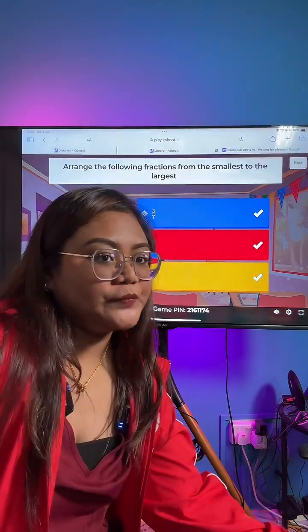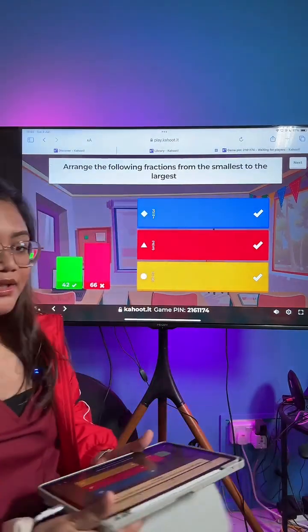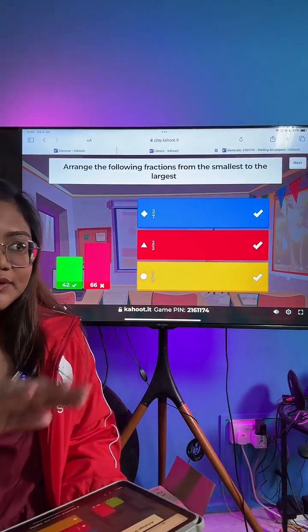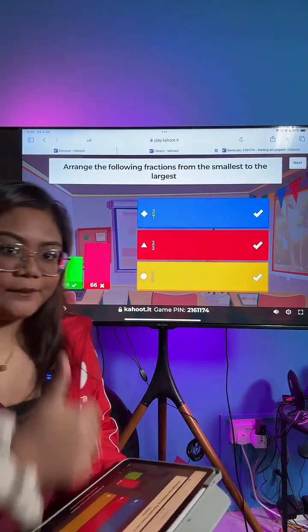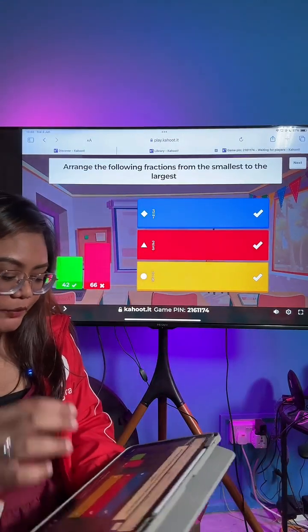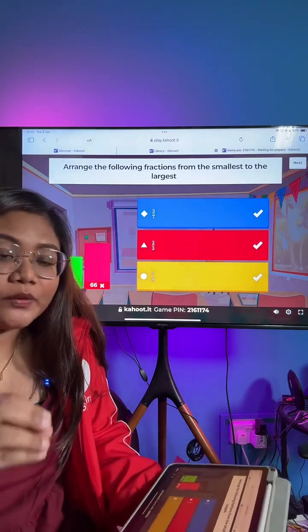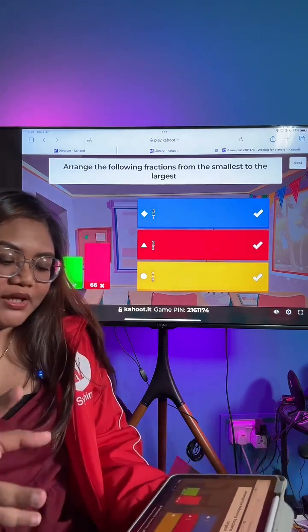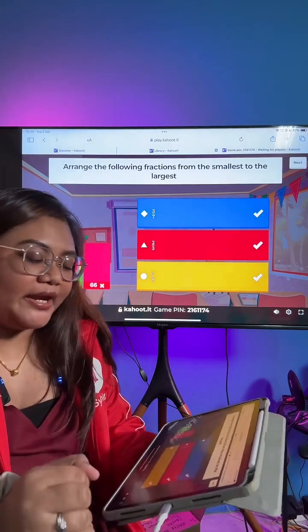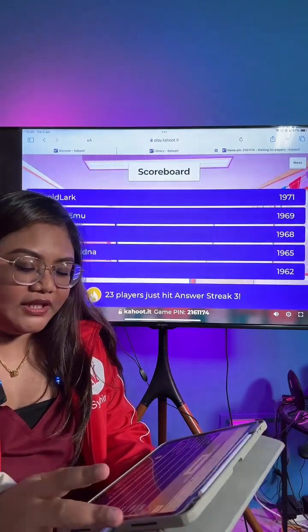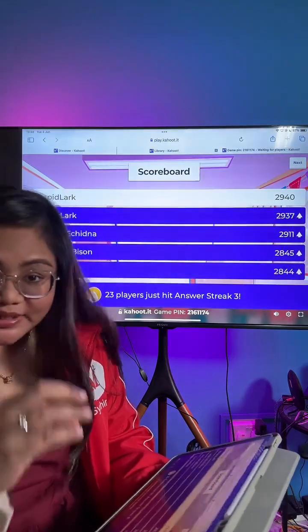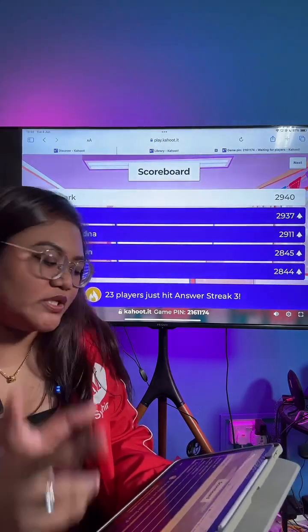Okay. So, let's take a look. How to solve this question? 42 of you got it right. Let me explain why we first compare in terms of whether they are more than half or less than half, so that we can see which one is the smallest.